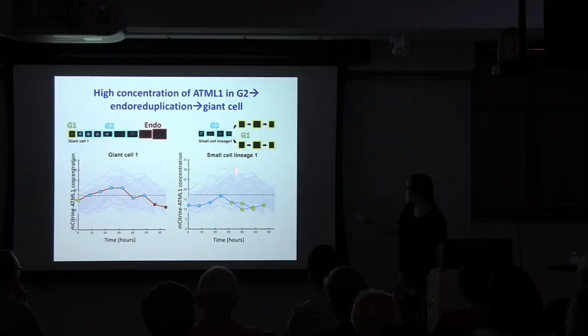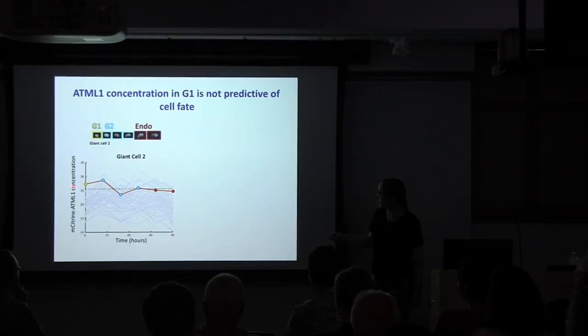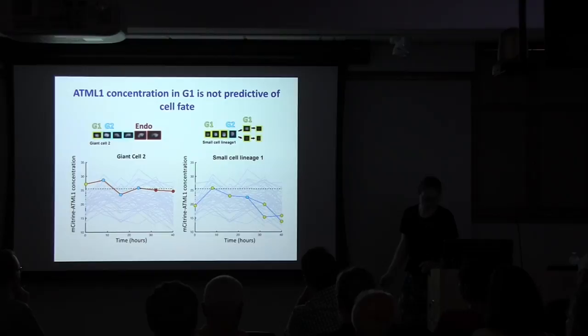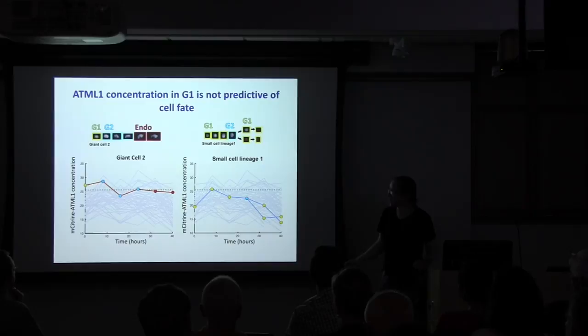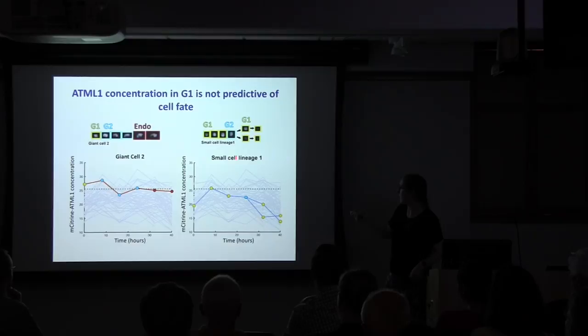Here's another cell that is above the threshold in G1, but it's also above the threshold in G2, and it goes on to endoreduplicate. Whereas this cell crosses the threshold in G1, but that doesn't have any effect. In G2, it's below the threshold, and it goes on and divides. So we're seeing a clear cell cycle dependence. If the cell is in G2 and the ATML1 crosses the threshold, then it becomes a giant cell.